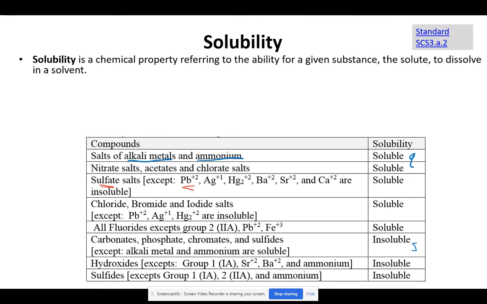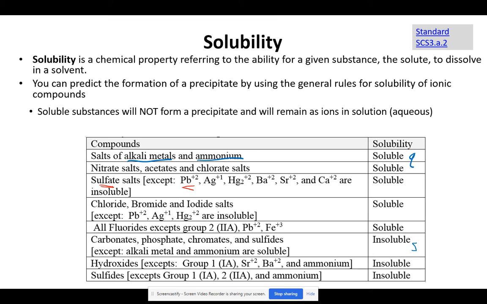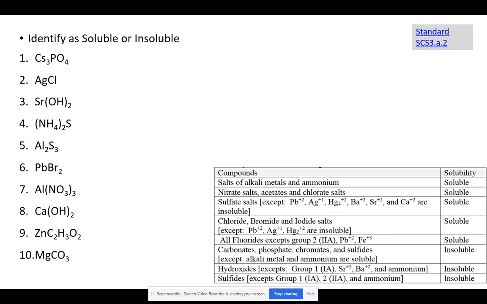So solubility is the chemical property that refers to the ability of a substance to dissolve in a particular solvent. Now, for us, our solvent is going to be water because most double replacement reactions occur in water. You can predict the formation of a precipitate by using the solubility rules for the ionic compounds. Now, your soluble substances will stay as aqueous, they stay as AQ, and your insoluble substances will form the precipitate, they form that solid product.